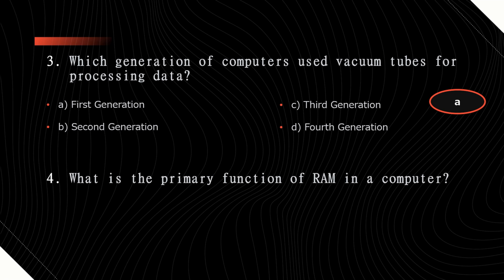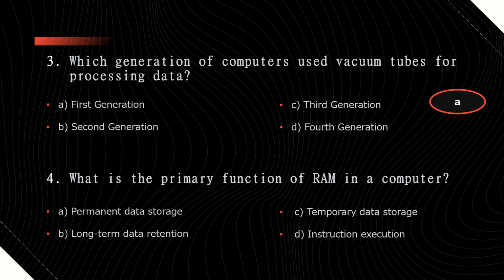What is the primary function of RAM in a computer? Options: A. Permanent data storage, B. Long-term data retention, C. Temporary data storage, D. Instruction execution. Answer: C. Temporary data storage. RAM is used for temporary data storage while the computer is running. It allows quick access to data required for immediate processing.